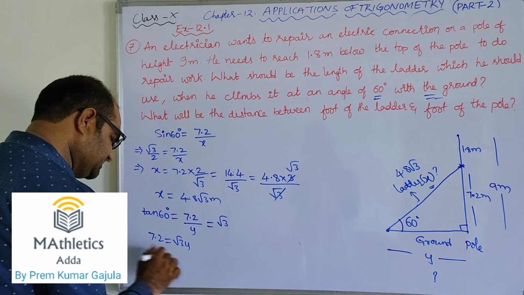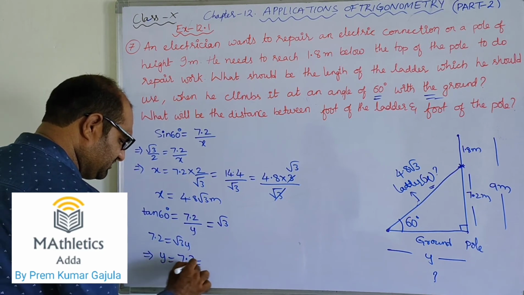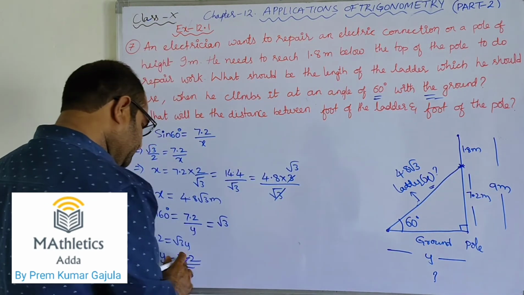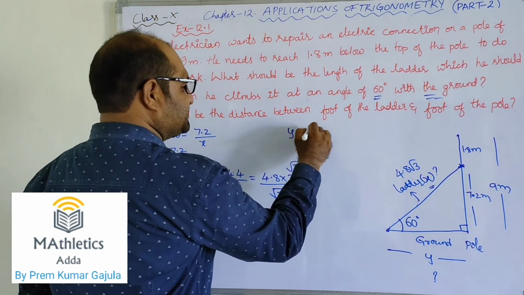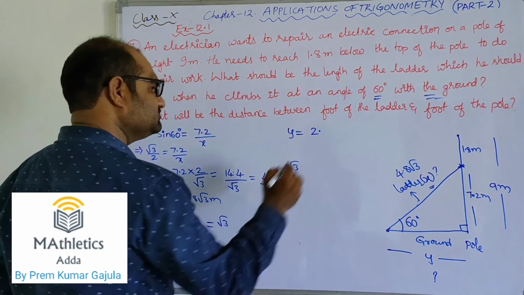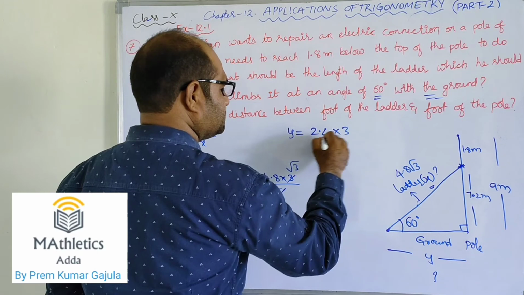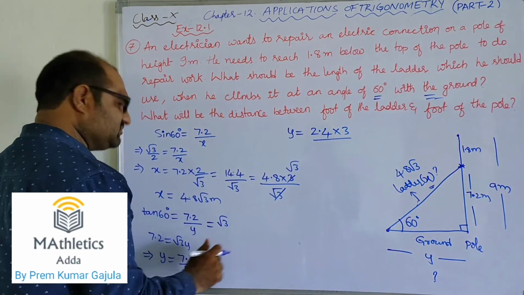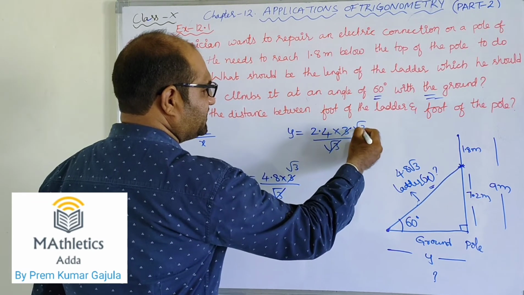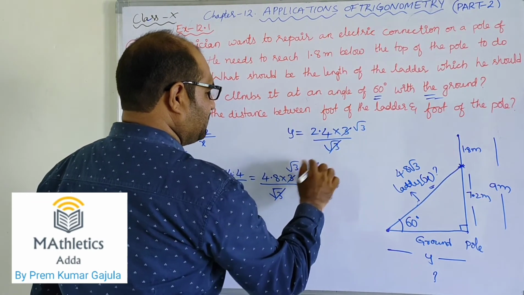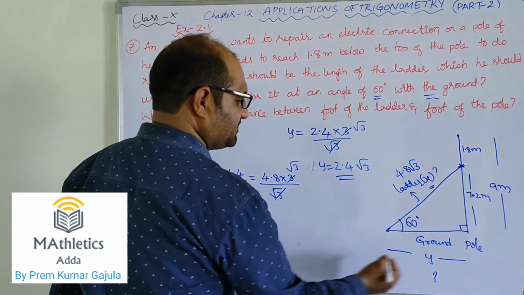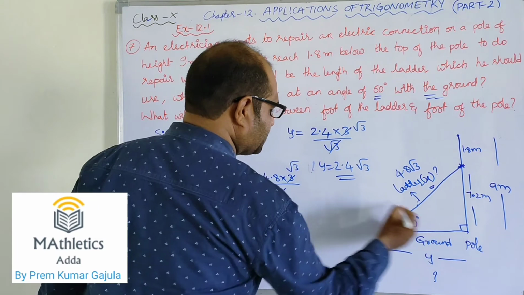So keep y as it is and shift the root 3 to that side. So it will be 7.2 by root 3. We can write 7.2 as 2.4 into 3, so 2.4 into 3 by root 3. This root 3 and this 3 get cancelled, and you will get root 3. So y is equal to 2.4 root 3. That is the distance between the foot of the ladder and foot of the pole.